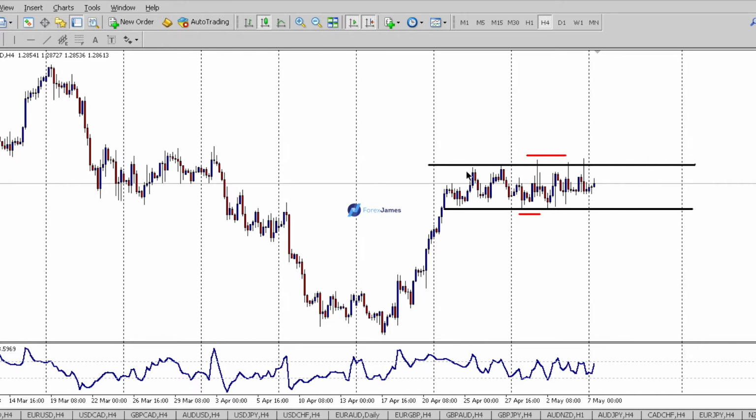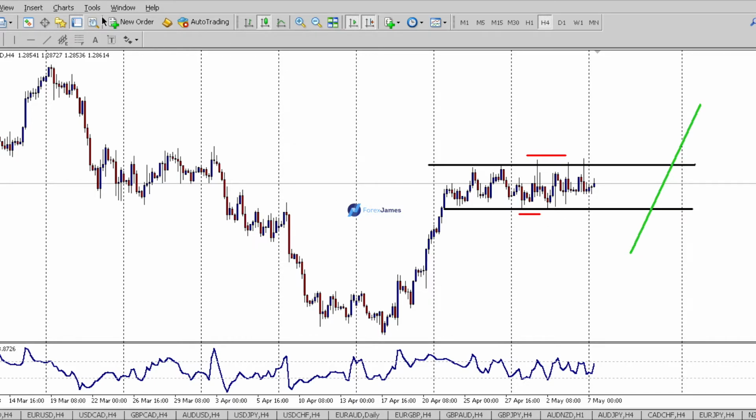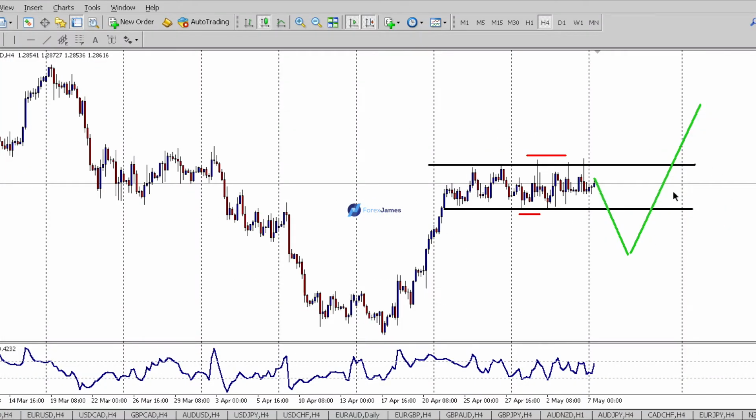So my tip, if you are in this kind of situation, wait for more price action confirmation. If this thing is trying to go up, let me use a green color. What price usually does is that it would wipe you out first. Take all your stops out here, then it goes up. So in this kind of situation, this is what I call a stop hunt zone. Be very careful.